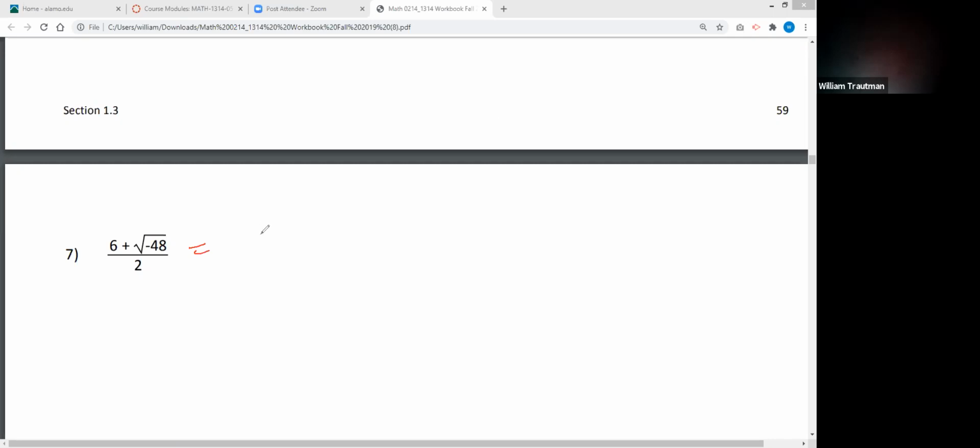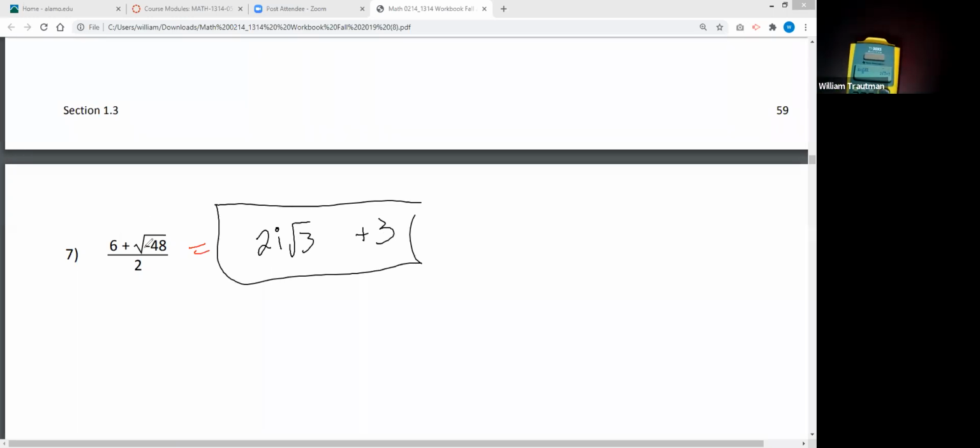Okay, did you get 2i square root of 3 plus 3? You know this is an i, so I'm putting just this into my calculator. When you put that in, your calculator says this. You've got to remember to put the i in front of this radical. Did everybody get this?